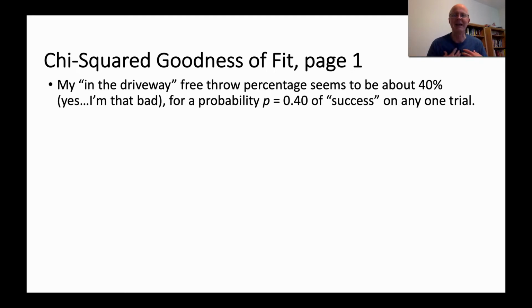A really good free throw shooter is 80 or 90%. I'm really bad. I'm okay at passing and dribbling, but I'm a terrible free throw shooter. I'm a terrible shooter in general. I just don't understand how people get so good at shooting sometimes. But am I really a 40% free throw shooter? We could try to test that.